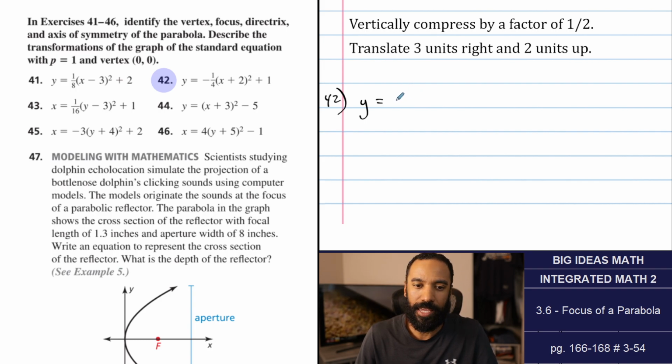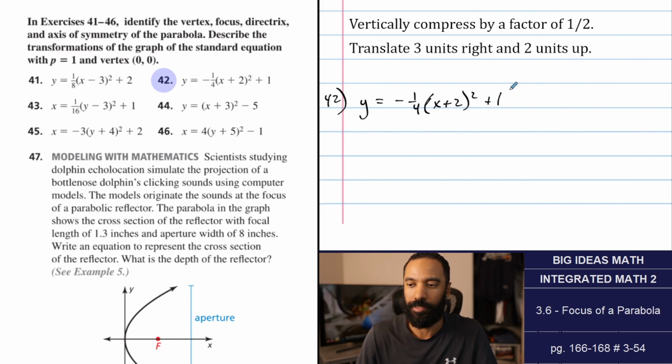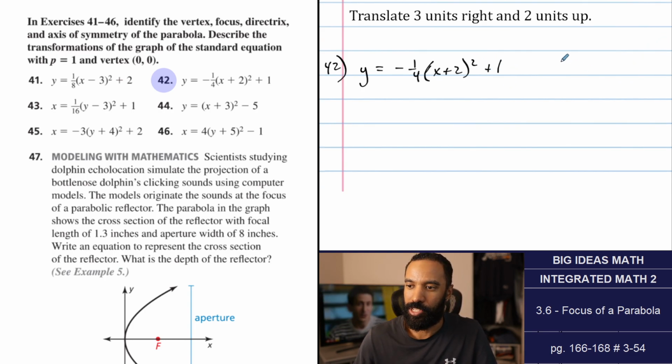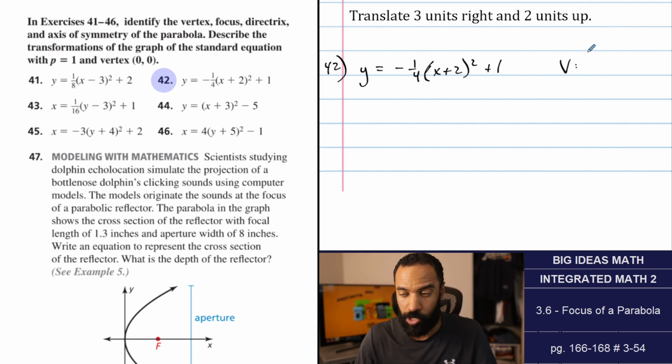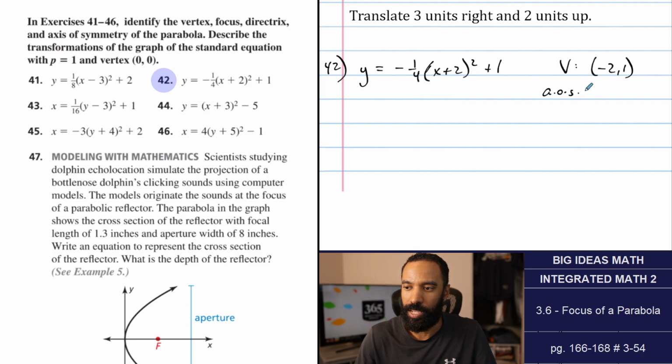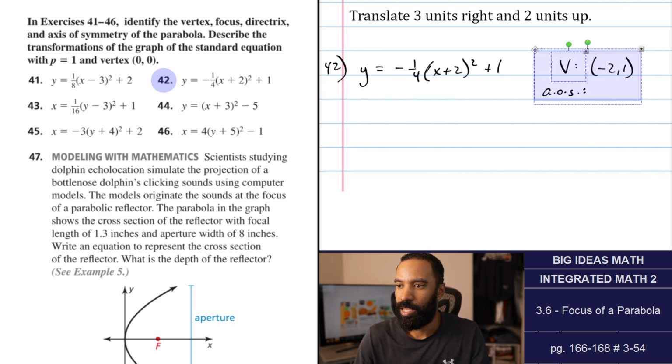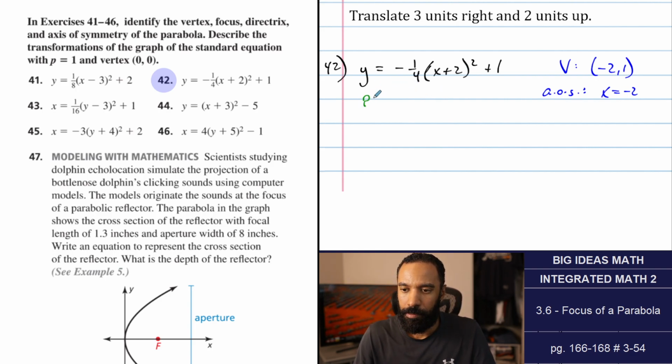All right, number 42, y equals negative 1/4 times x plus 2 quantity squared plus 1. Let's start with the vertex here. It's a y equals x squared equation. Once again, it's a negative x squared. We'll have to be careful on that. So this is negative 2, 1 for the vertex. The axis of symmetry is going to be at x equals negative 2. Let's get the P value. P is 1 over 4a. That's 1 over negative 1, which is negative 1.